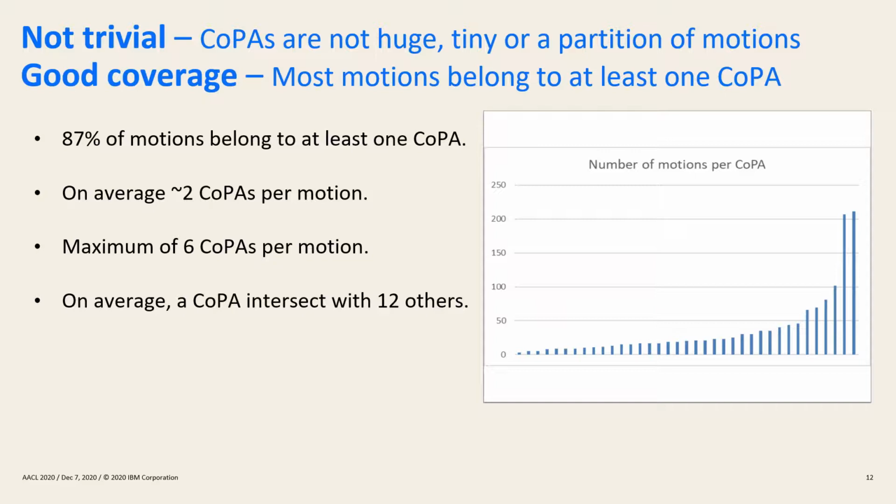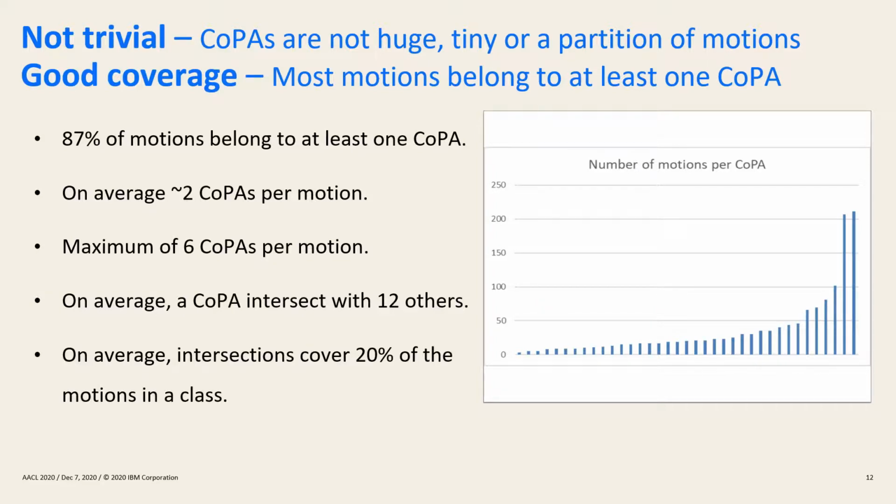On average, a COPA intersects with 12 others. And when 2 COPAs intersect, this intersection includes, on average, 20% of the motions in the class. So I hope this convinces you that we're actually modeling aspects of motions. We're not partitioning the motions, and by and large, we don't have classes which are very specific to a single motion or are very general such that they are appropriate for any motion.